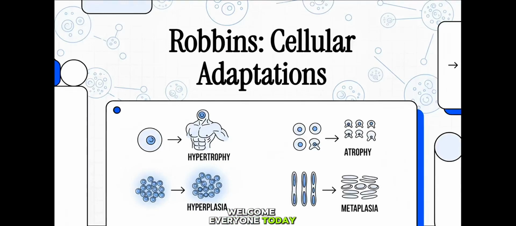Welcome everyone. Today we're going to dive into one of the most fundamental concepts in all of pathology, straight from the pages of Robbins, cellular adaptations. These are the incredible ways our cells respond to all the stresses life throws at them, a process that sits right at the heart of both health and disease.